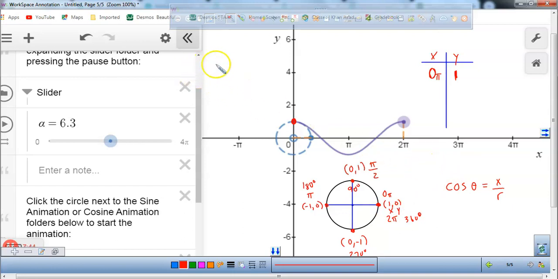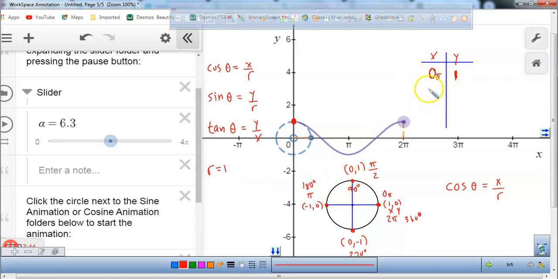If you've forgotten what that is, I'm going to go over it real quick. Cosine of theta is the x value over the r value. Sine of theta is the y value over the r value. And if I wanted to find the tangent of theta, that's the y value over the x value. Just remember, in the unit circle, your r value is always 1, because that's what they call it, the unit circle.